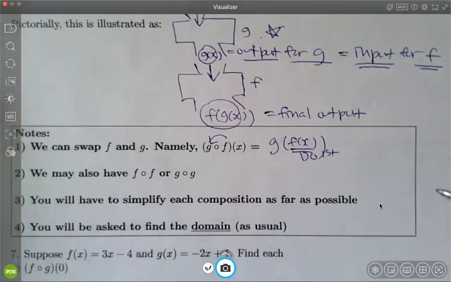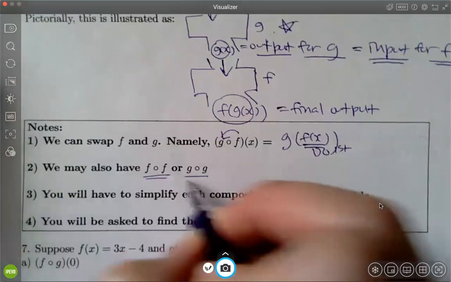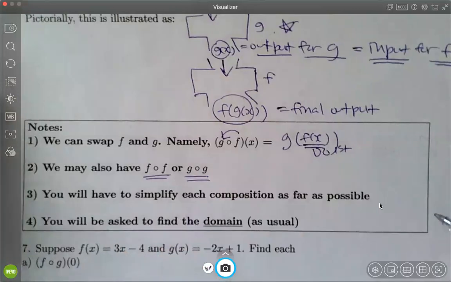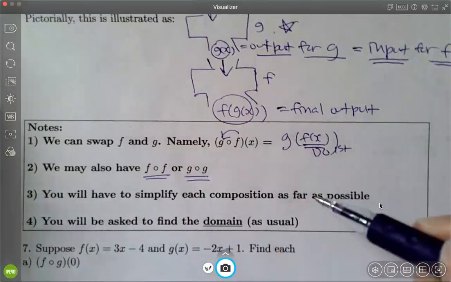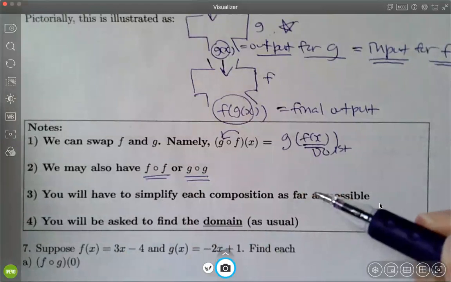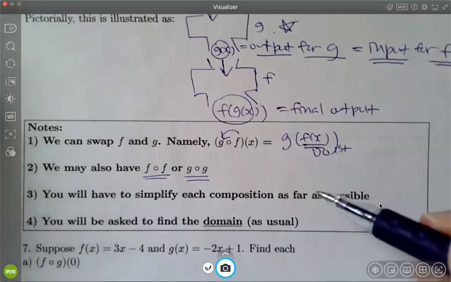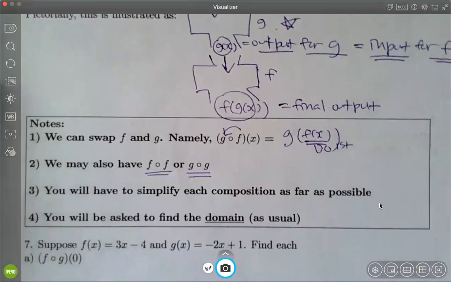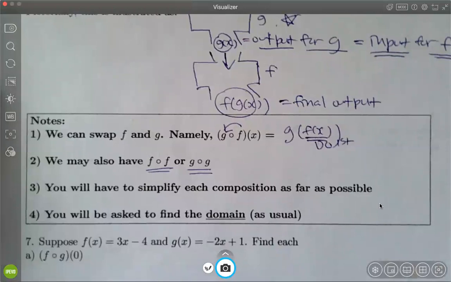Now f and g might also be the same, so we may also have f circle f and g circle g. That's why some people say fog, gof, fof, and gog. It's kind of like four alien words. You can say that to your friends and see what they think. Most likely they'll think you are a little bit crazy, but you are talking about math, which is legitimate, so you are good to go.